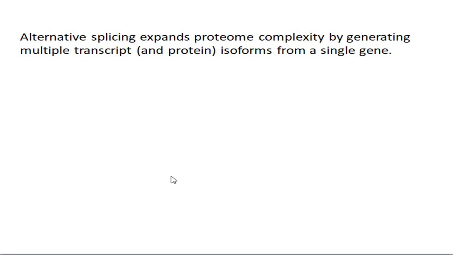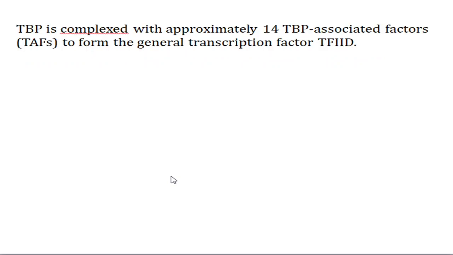Next is alternative splicing. Alternative splicing expands proteome complexity, generally generating multiple transcripts or multiple protein isoforms from a single gene. Next is TBP, the TATA binding protein, which forms a complex with 14 TAFs, the TATA binding protein associated factors, to form the general transcription factor called TFIID.